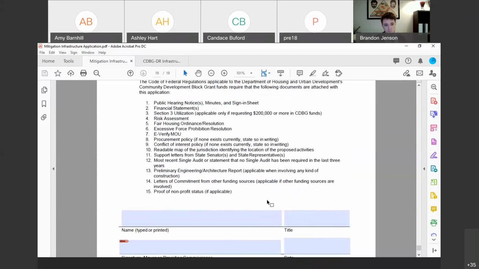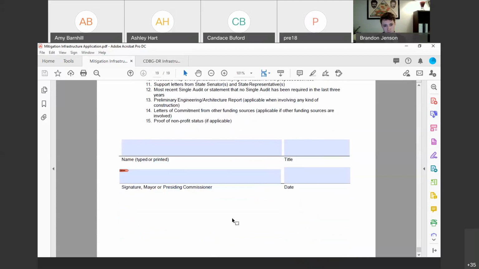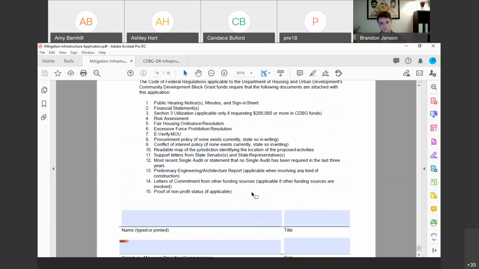So that is the long and short of it. I don't need to read through this list because I know you all can read. So if you have any questions, this is kind of what the application looks like now. I'm super proud that we've cut it down to 19 pages. I know it's only because we have a list of 15 other things you have to submit along with it. But again, it's a lot more condensed than we've done in the past.